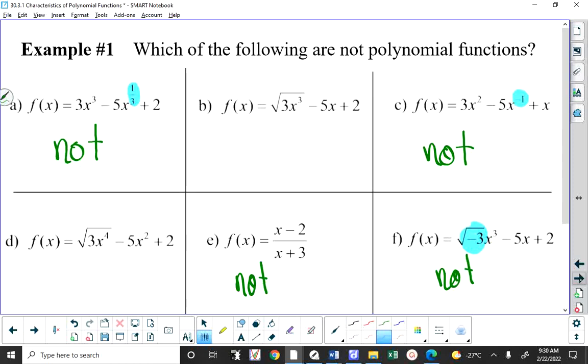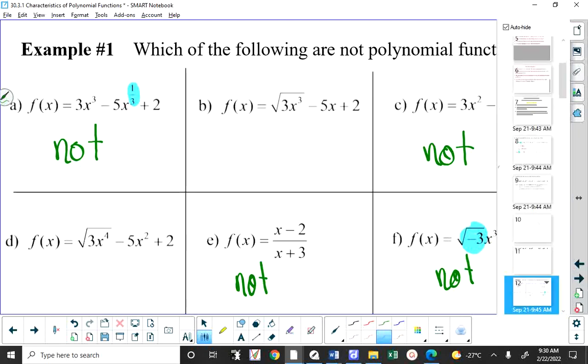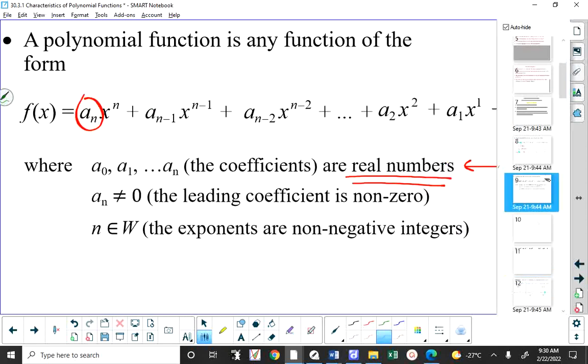Function f isn't a function because it's division. Oh, that's a good way to put it. This is division. Nowhere in our definition of a polynomial function do we have anything that says we're dividing by x's. And I like your answer better than what I had in mind.